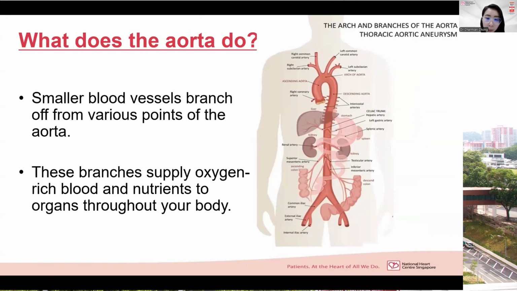So from this big pipe that supplies blood to the rest of the organs, there are smaller branches that come off to supply each individual, various parts of the body. So these are critical to actually supply oxygen and nutrients, in order for the different parts of the body to function normally.